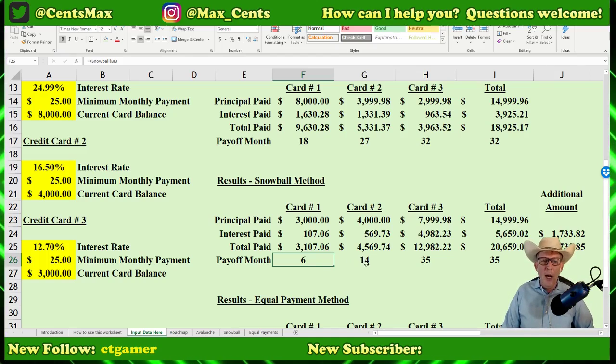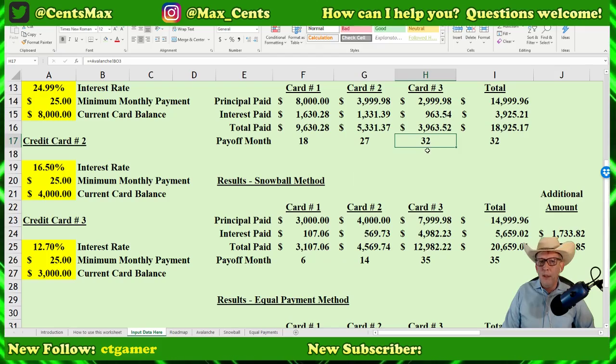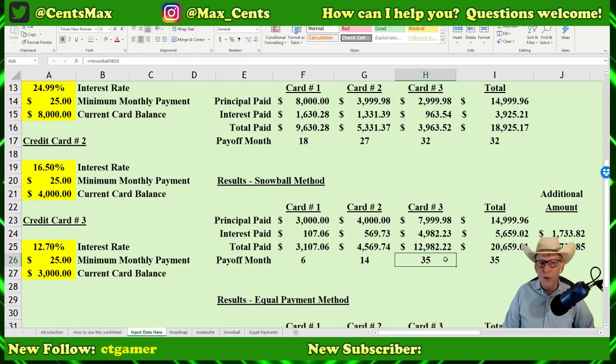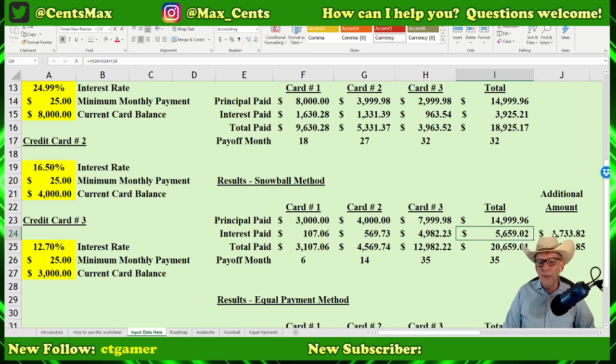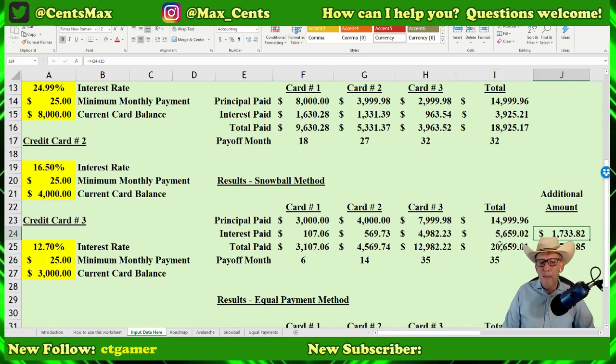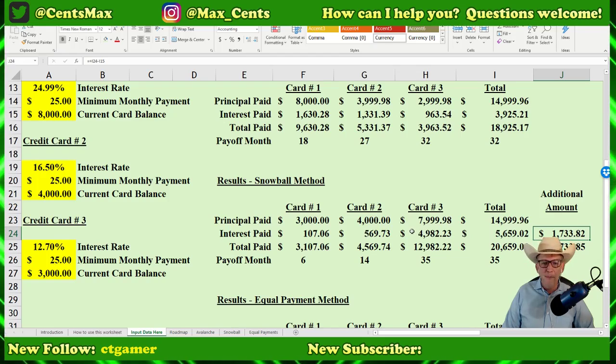to keep going. However, where we previously paid off all the cards in 32 months, it's now taken us 3 months longer, 35 months to get it paid off, and we're paying significantly more in interest, a little more than $1,700 in interest being paid by using this method.